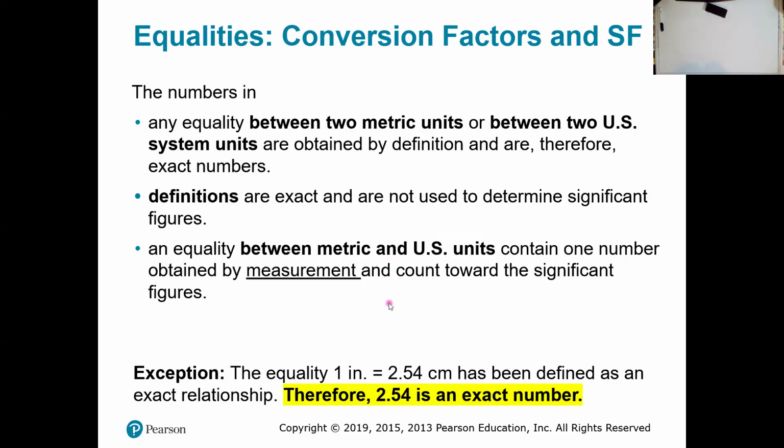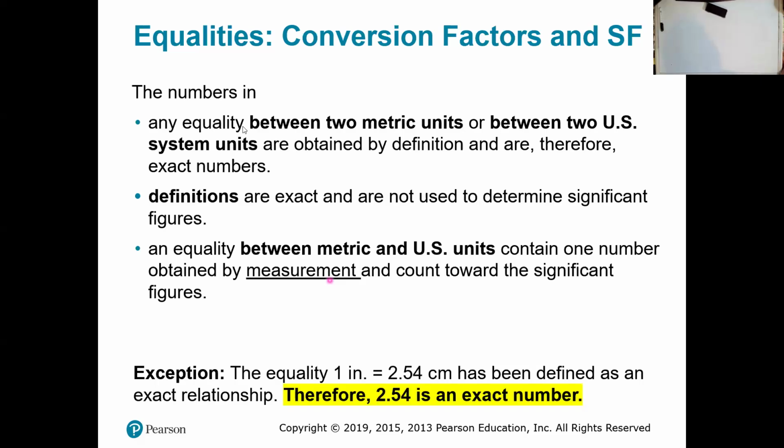Our list of conversion factors that's in our reference sheet shows us a lot of the common equalities. We have to understand that usually the equalities between our metric and US units are not going to be exact, with one exception. The exception is the relationship between inches and centimeters. This is exact. Inches is our US unit, centimeters is our metric unit. All of the other relationships between the metric and the US units are going to be measured values that will count towards significant figures.